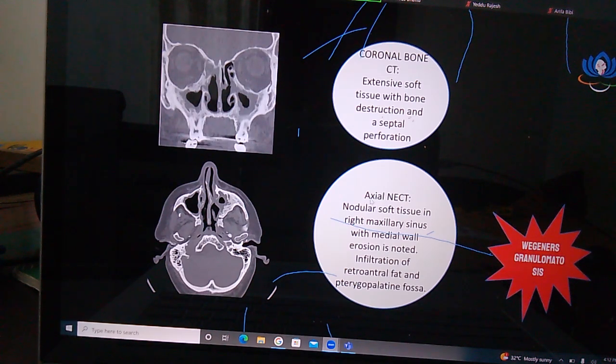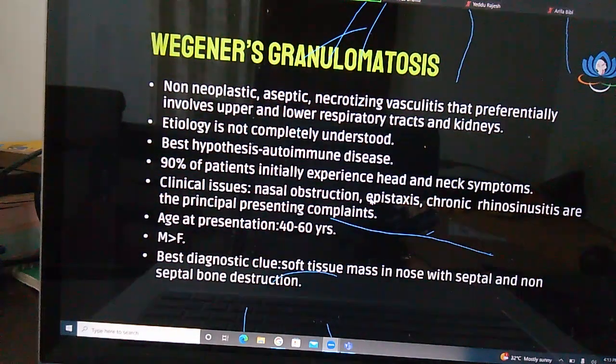So we should keep this as a differential diagnosis whenever such pictures are seen. When you see such a chronic picture: if it is acute, and the patient has immunocompromised status, it's an acute invasive fungal sinusitis, maybe mucor. If it is a chronic, slowly progressing tumor that gives this kind of picture, then you should think of granulomatosis. Wegener's granulomatosis is a non-neoplastic, aseptic, necrotizing vasculitis that preferentially involves the upper and lower respiratory tract and kidneys.